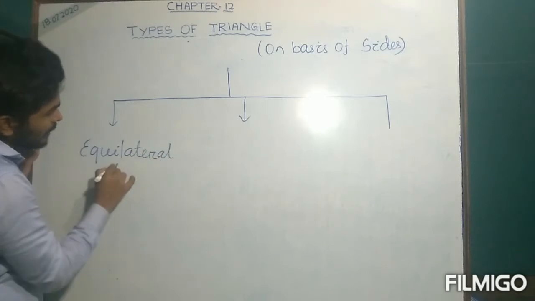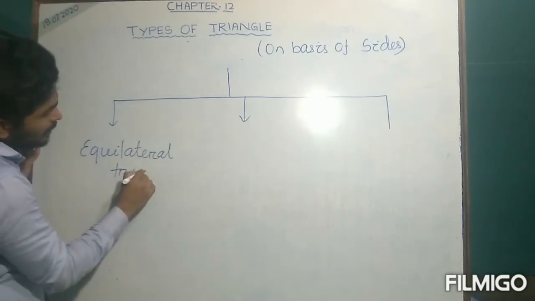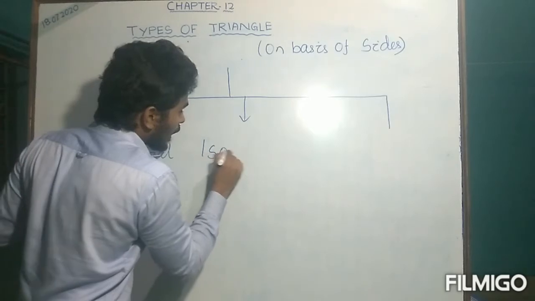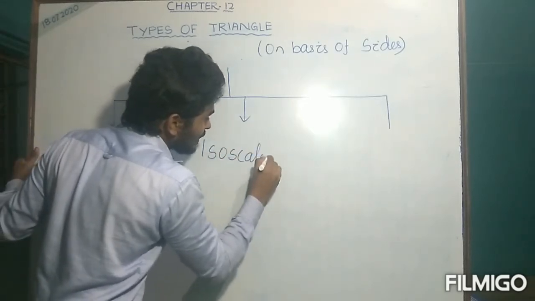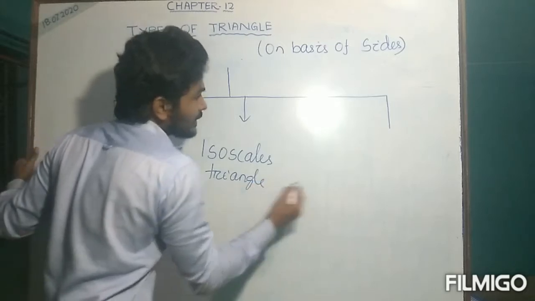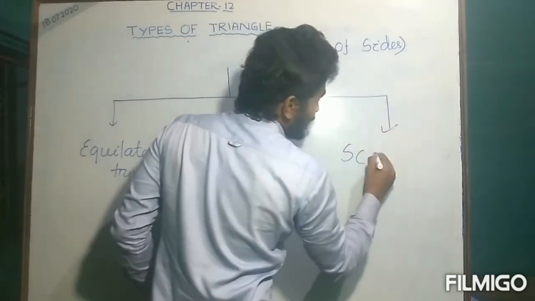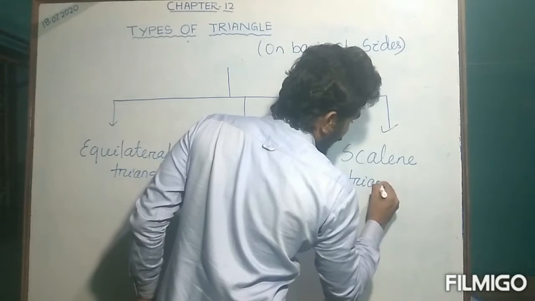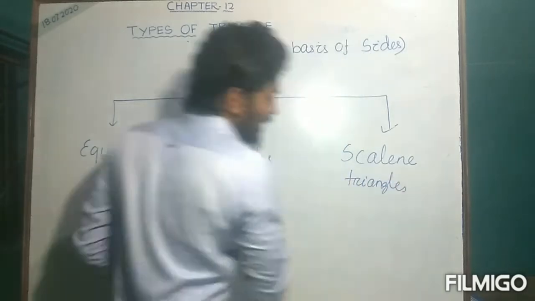Okay, equilateral triangle. The second is isosceles triangle, and the third one is scalene triangle. Okay, these are the three types of triangles on the basis of sides.